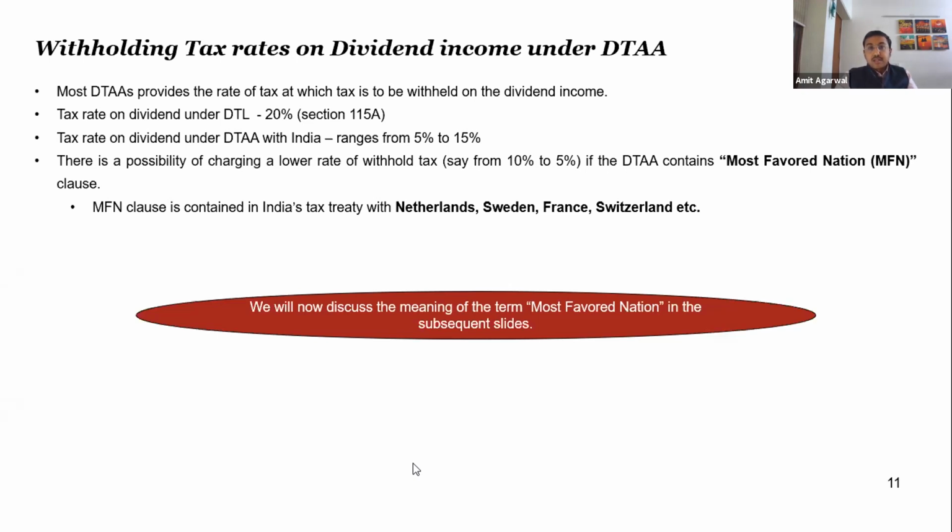The other important point we have typically seen is that in certain treaties there are provisions called MFN, most favored nation, clauses, which India has with, say, Netherlands, Sweden, France, or Switzerland, and we'll explain in greater detail what most favored nation means. But typically, if a treaty has a most favored nation clause, by applying that clause we can import the favorable provisions of some other treaty, and possibly a lower withholding tax can be available to us. So Pratik, you can move to the next slide.